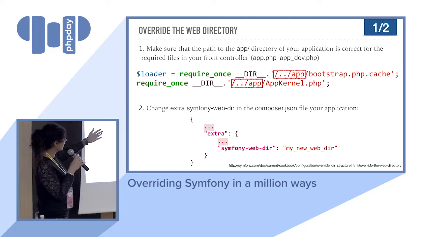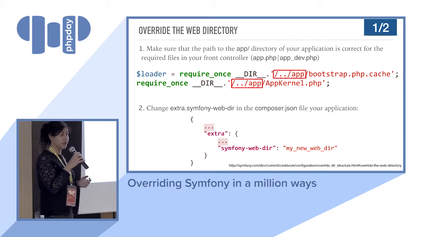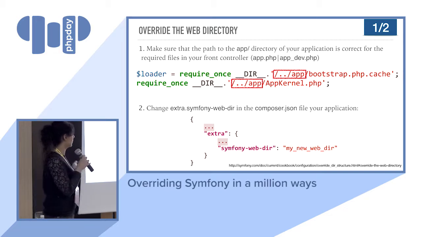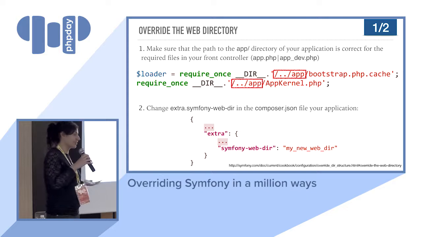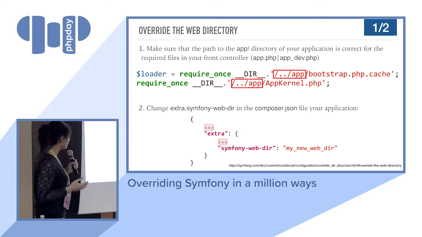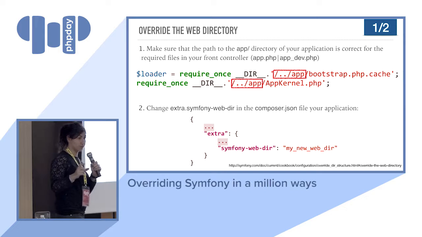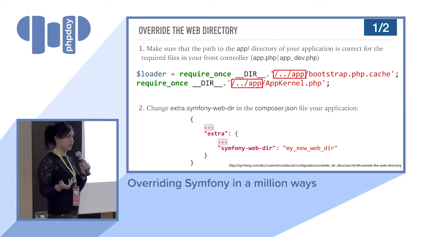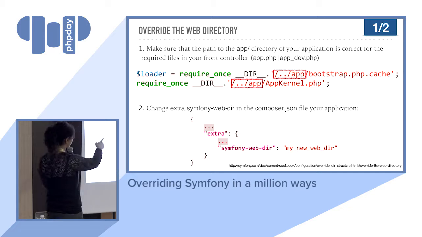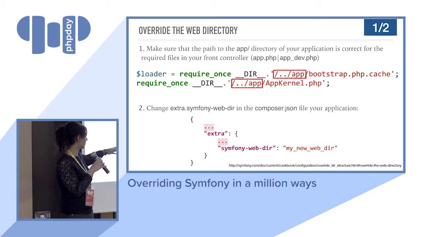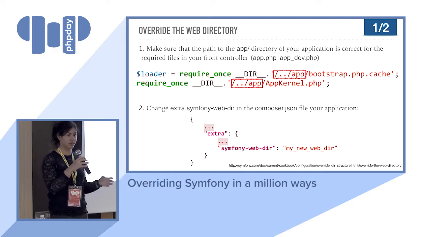And same thing for the app kernel class, okay? If you don't do it, Symfony won't find the files. So you will have troubles. You also have to change something if you want to change the name of the web directory. Currently, it's web. If you want to change it to my_new_web_dir, you have to go in your composer.json file and change the parameter extra, symfony-web-dir, and that's it.